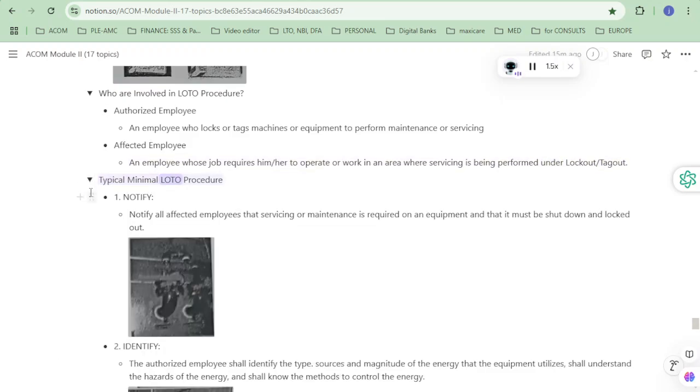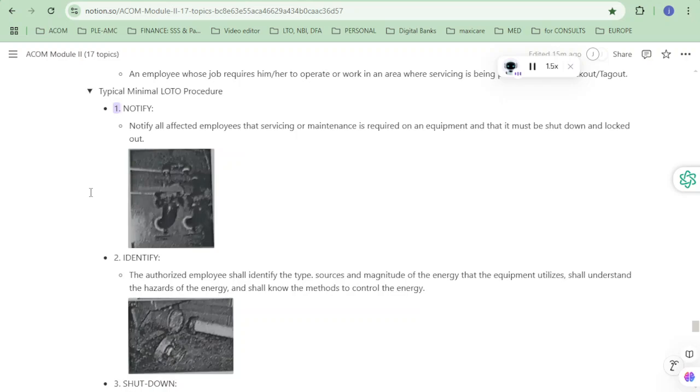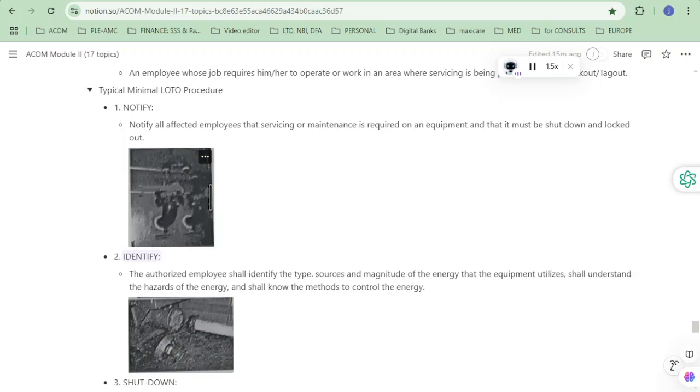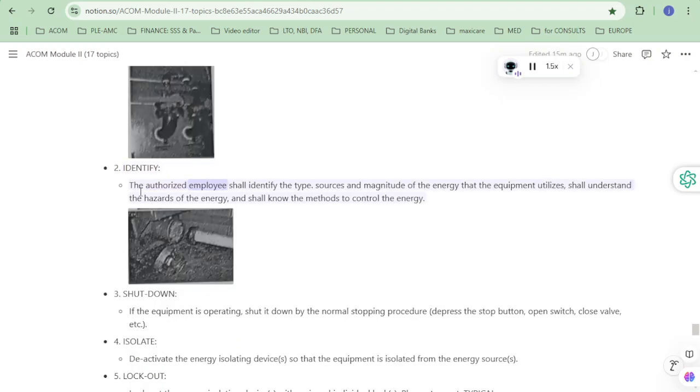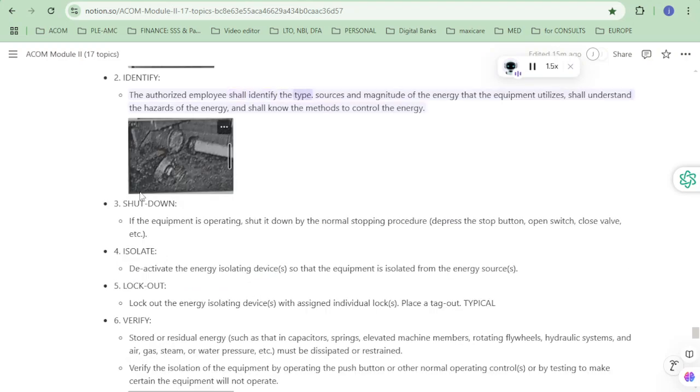Typical minimal LOTO procedure. 1. Notify. Notify all affected employees that servicing or maintenance is required on an equipment and that it must be shut down and locked out. 2. Identify. The authorized employee shall identify the type, sources and magnitude of the energy that the equipment utilizes, shall understand the hazards of the energy, and shall know the methods to control the energy.